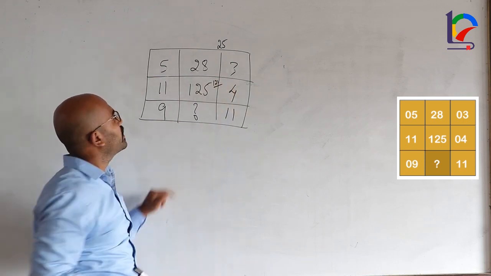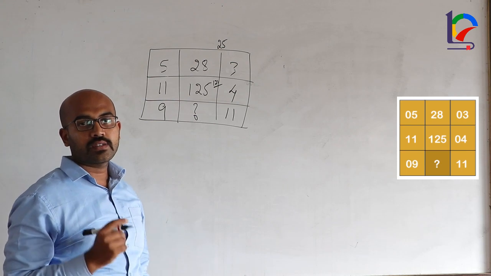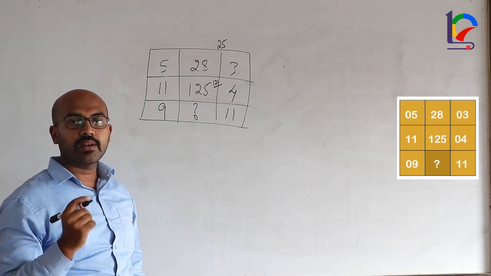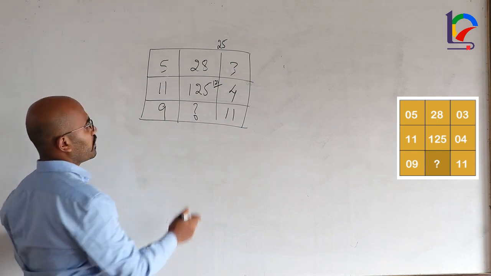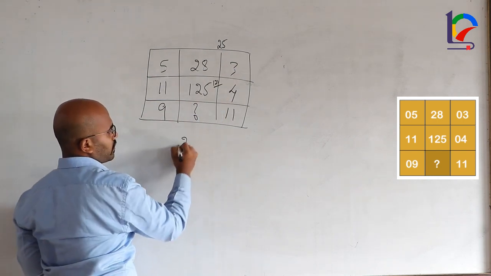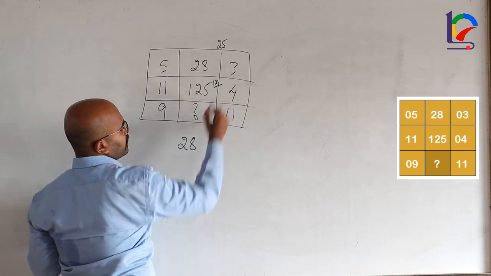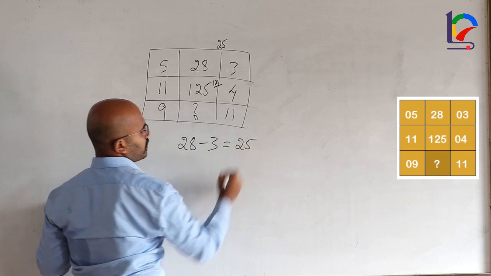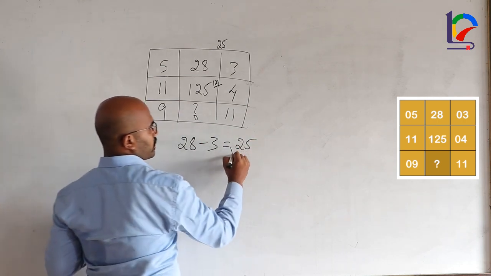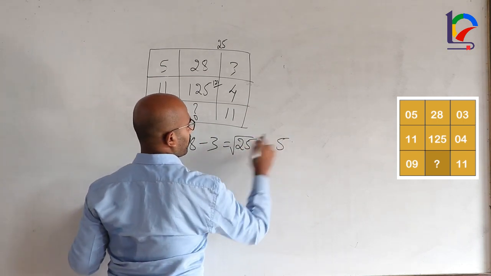So is 121 related to 11? Yes. So 11 square is 121. So similarly we can solve the next one. So what we did here is 28 minus 3, that is 25. So square root of 25 is 5.